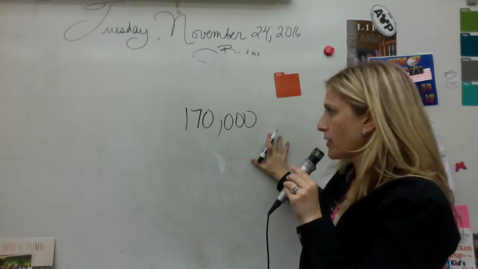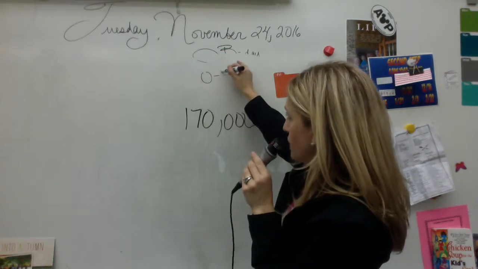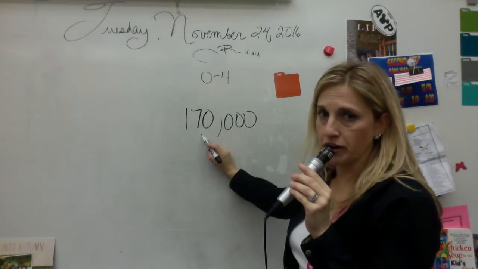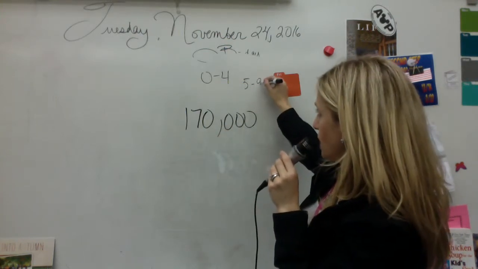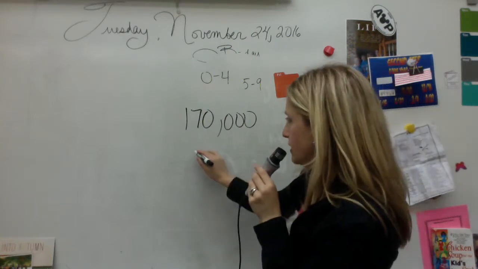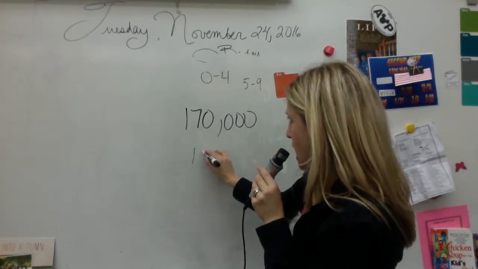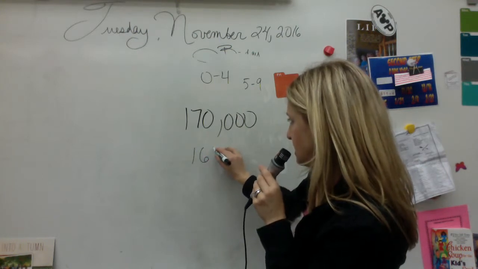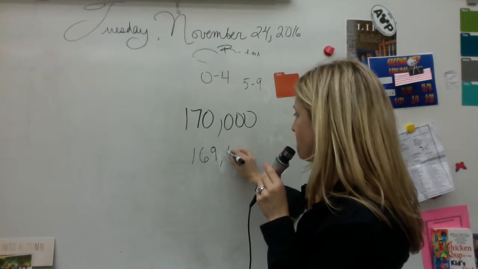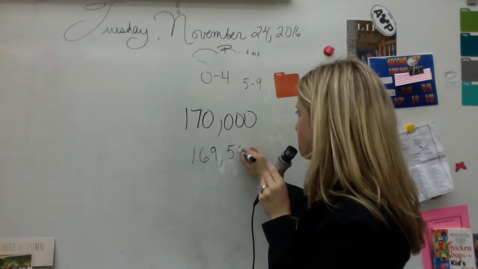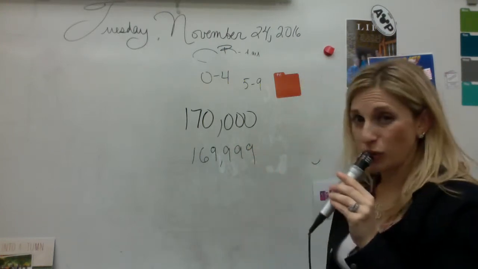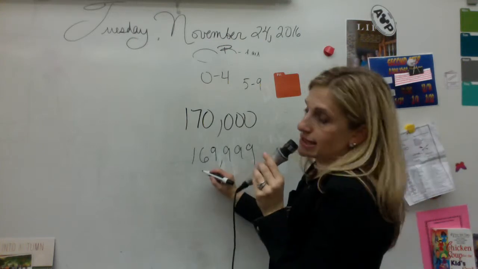Okay, here we go. We know that if a number falls between 0 and 4, nothing would change here. And we know if it were between 5 and 9, the number would go up. Let's see what we got. Let's say the number were 169,999. And I wanted to round to the 10,000.